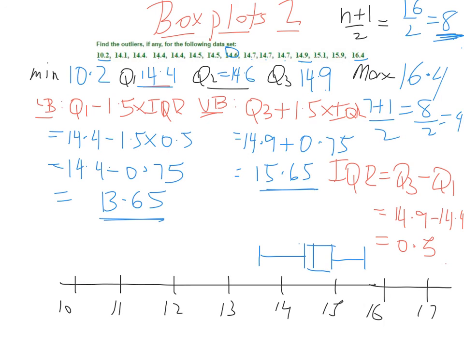Now come our outliers. We can see that any numbers below 13.65, and we've got 10.2, we put a cross for 10.2. And we can see that 15.9 and 16.4 are also outliers. So we put a cross there at 15.9 and another one here at 16.4 to show our outliers. So over here, what we've got is our lower boundary, Q1, Q2, Q3, our upper boundary, and anything outside that is also represented. So that's how we show a box plot with outliers.